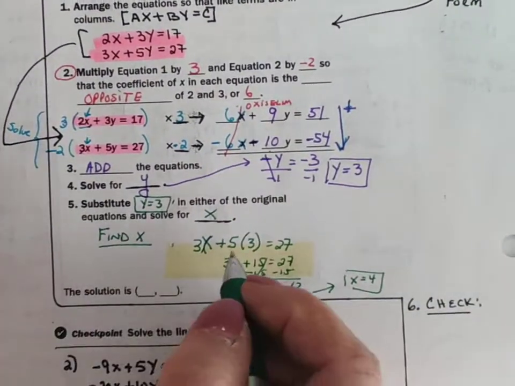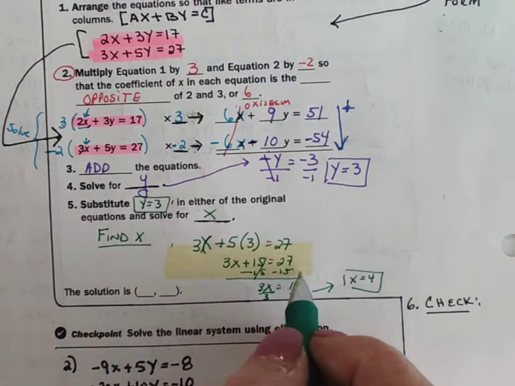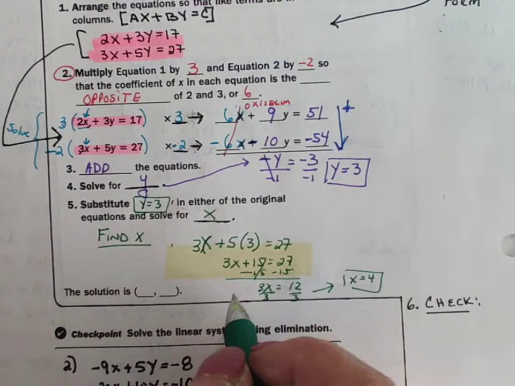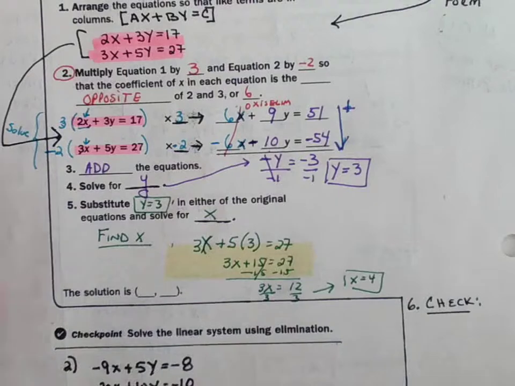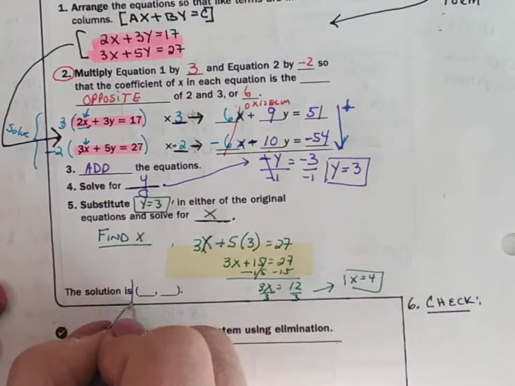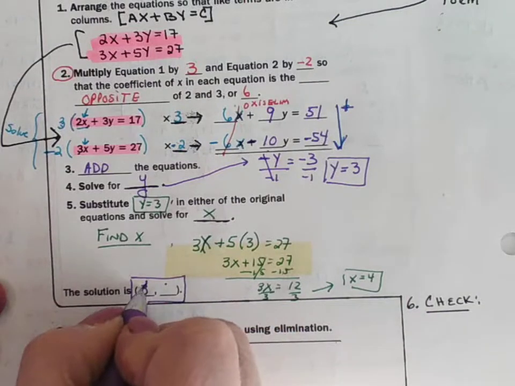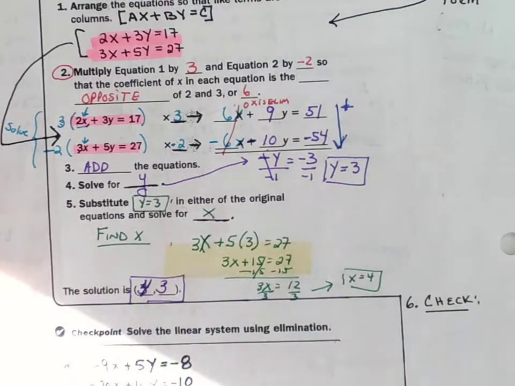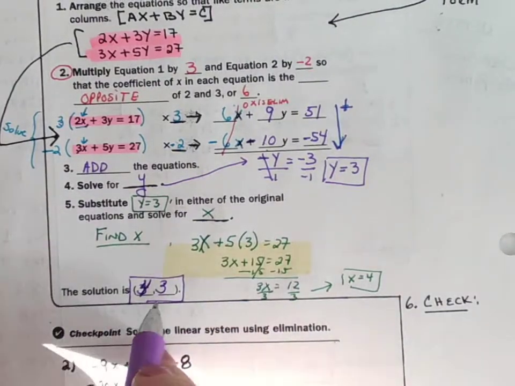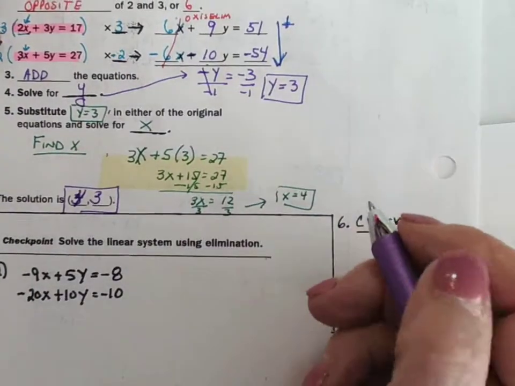Okay. So 3x plus 15 equals 27. Subtract 15 from both sides. 3x equals 12. Divide by 3, x is 4. So as an ordered pair, our solution is 4, 3. It is x is 4 and y is 3. Again, you don't have to write it as an ordered pair unless you're told to do so. I'm going to go back to the original equations and we're going to check this.